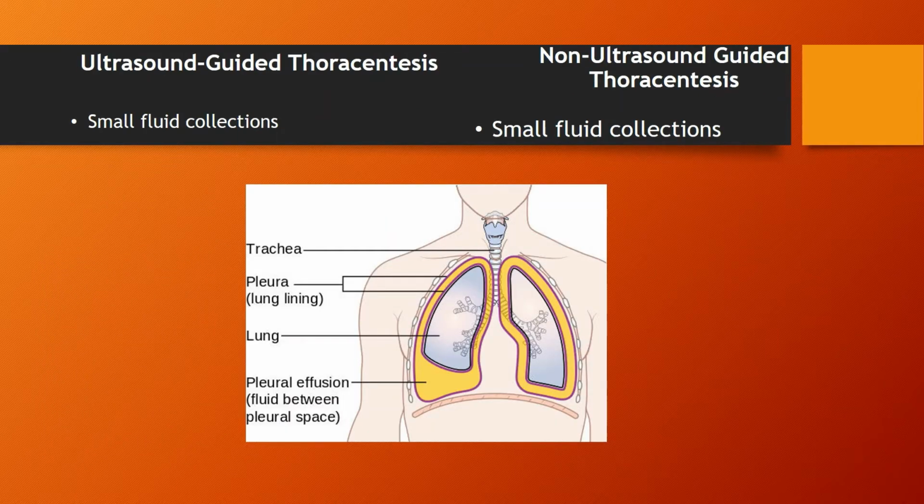Both ultrasound and non-ultrasound guided thoracentesis are indicated for small fluid collections. When you say fluid, this talks about pleural effusion. Pleural effusion is the buildup of excess fluid between the layers of the pleura outside the lungs. During this process, the lungs are squeezed in due to excess fluid. That is why removing this excess fluid returns the lung to its normal size, which gives the patient comfort.